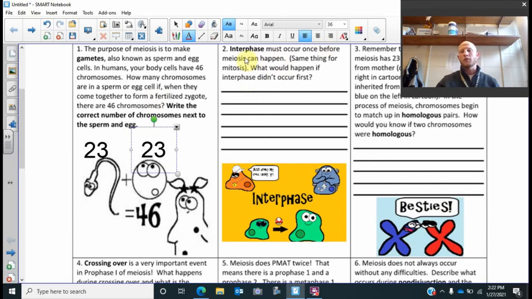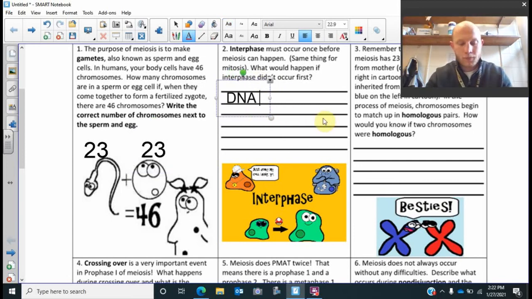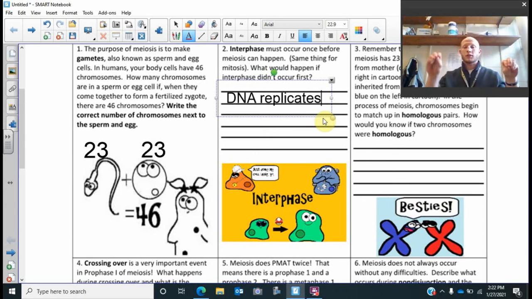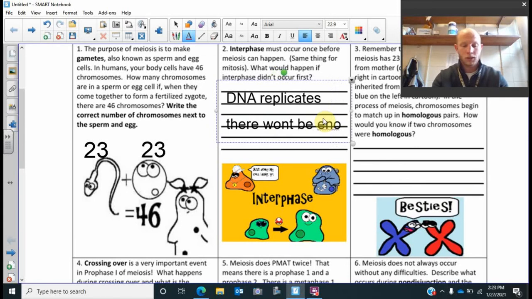Interphase must occur once before meiosis can happen. Same thing for mitosis. What would happen if interphase didn't occur first? We have to think about what happens during interphase. What happens during interphase is the DNA replicates. It's kind of important. In mitosis, we talked about the replication of DNA, and that allows for the same number of chromosomes to be in one cell as the other cell. And this needs to happen, because if it doesn't, then there won't be chromosomes to go to the other cells.